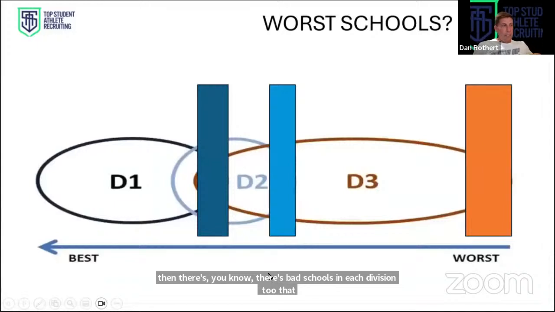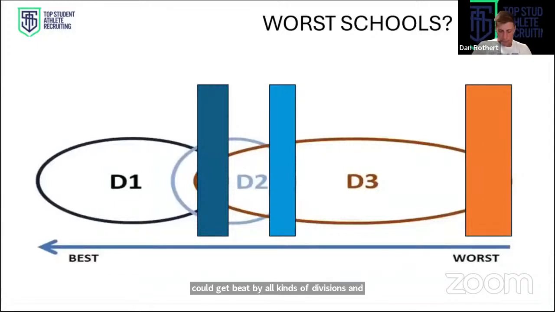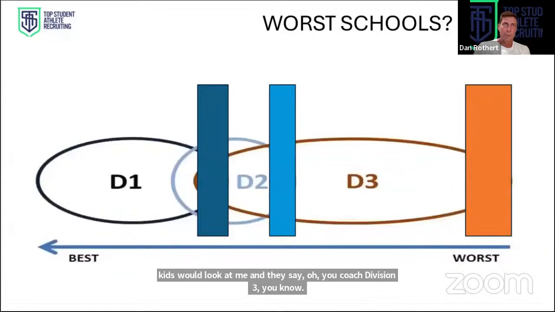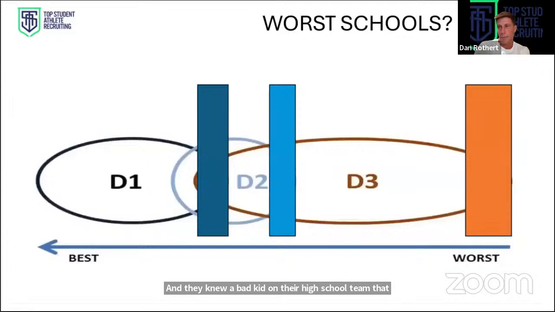And I always say this, sometimes kids would look at me and say, "Oh, you coach Division III," and they knew a bad kid on their high school team that played at a really bad Division III, so they weren't interested in playing Division III. I understand that, but my team was way up here, and that kid was on this team way down here. If we played that team one-on-one, it'd be 10-15-0.